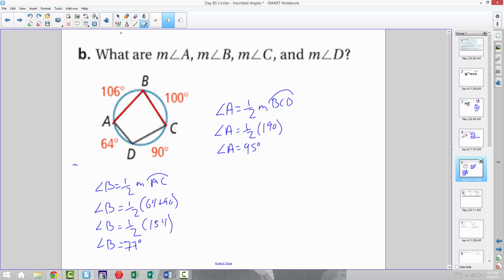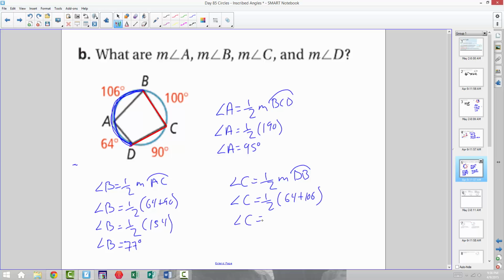Let's solve for C. So, inscribed angle C forms arc DB. Okay, so I have arc DB formed by inscribed angle C. There's my arc. So angle C will be half of the measure of arc DB. So angle C is equal to half of 64 plus 106, which is 85.